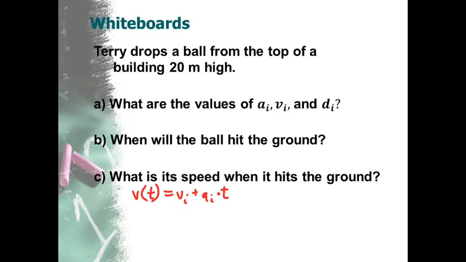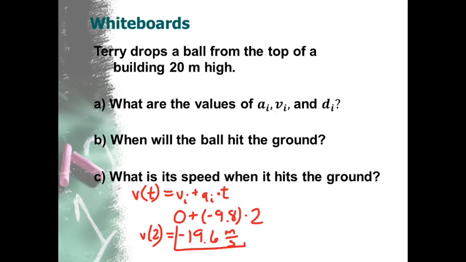So the initial velocity was 0. Of course, acceleration is negative 9.8. And the time that it hit the ground is 2 seconds, so I'm going to plug 2 in there. And when I evaluate that side, I get v of 2 equals negative 19.6 meters per second. So that's how fast it will be going when it hits the ground.